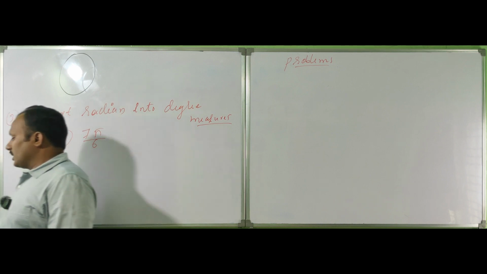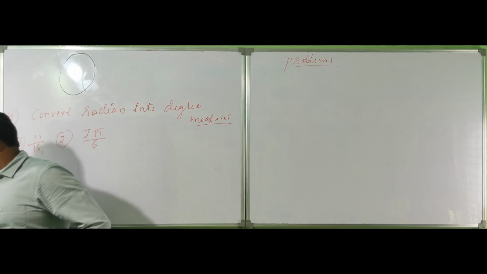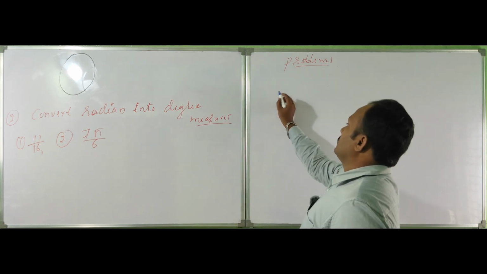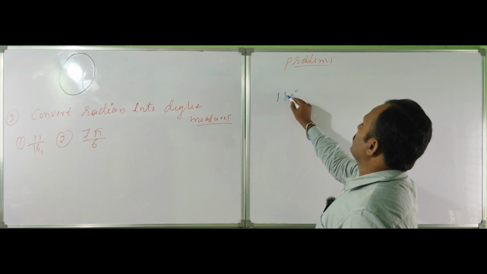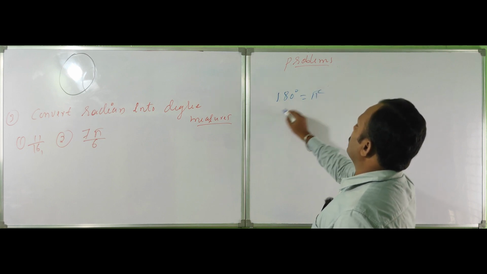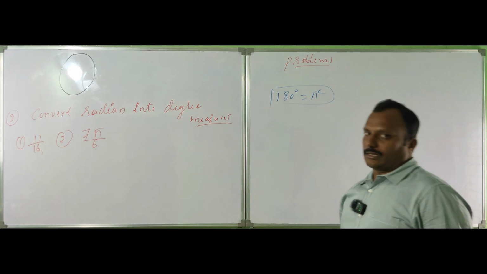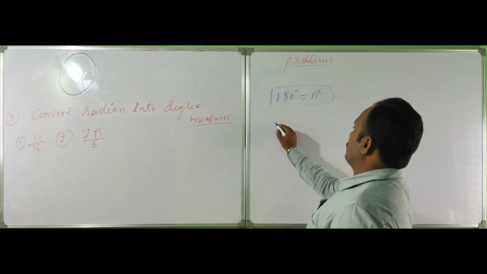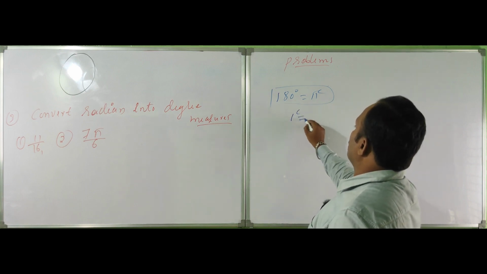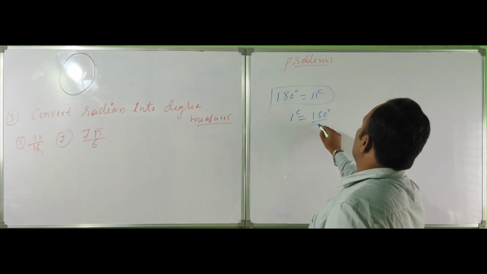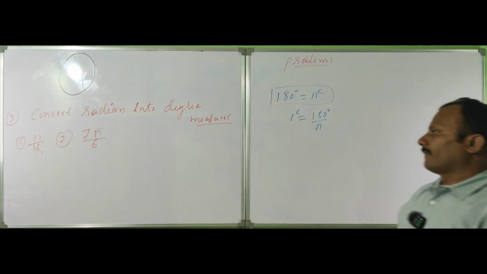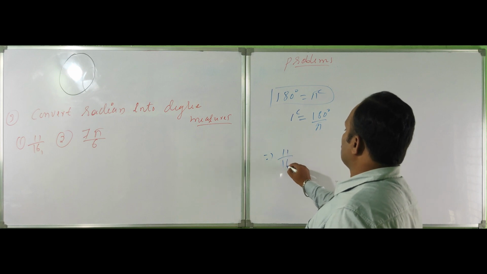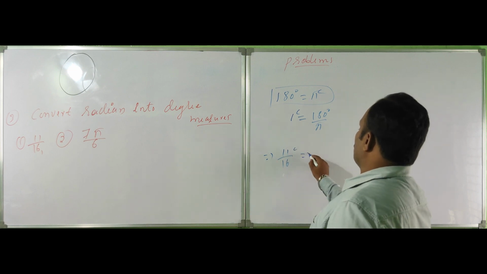First, convert the following radian measures into degree measure. What is the solution? 180 degree is equal to pi radian. This is the reference formula. So 1 radian becomes 180 degree divided by the value of pi. They given 11/16 radian, which we should convert into degree measure.